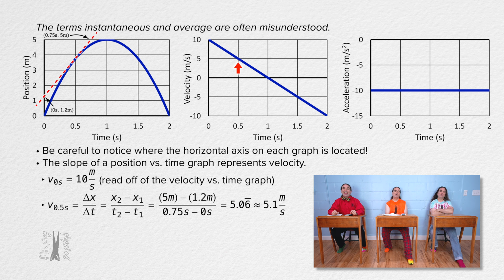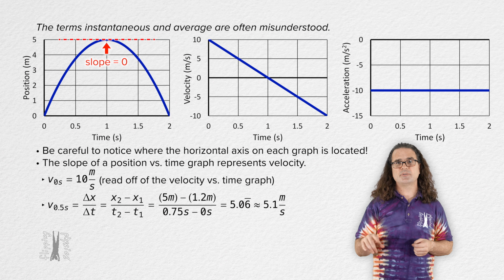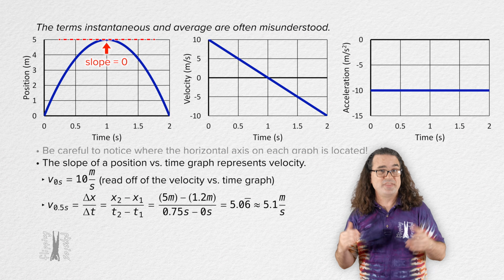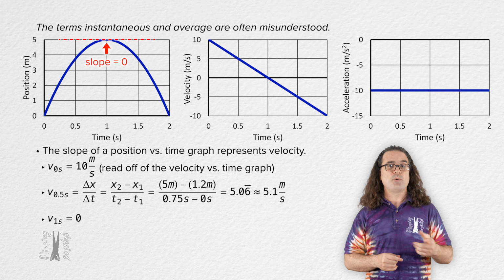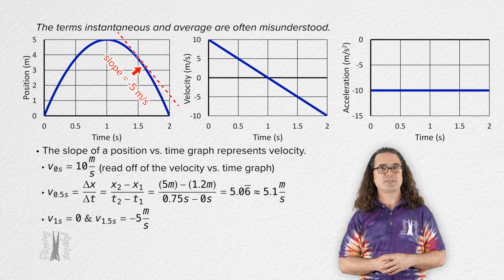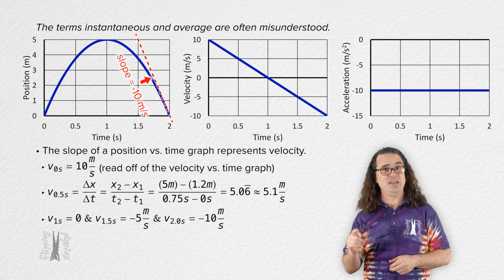Cool! Well done, Billy. And hopefully you can see that the slope of the position versus time graph, and therefore velocity of the object at 1 second is 0 meters per second. At 1.5 seconds is negative 5 meters per second, and at 2 seconds is negative 10 meters per second.